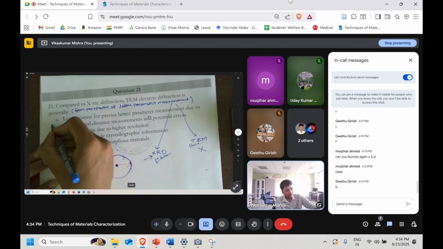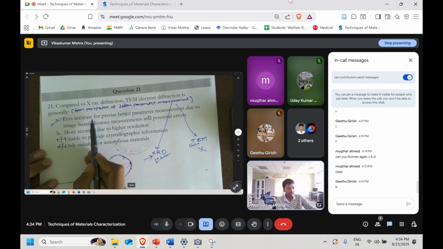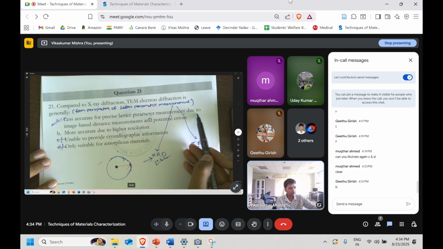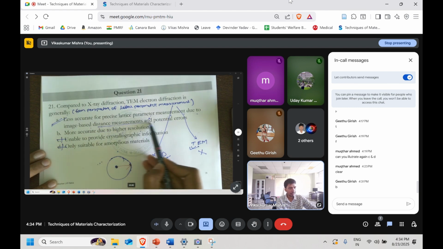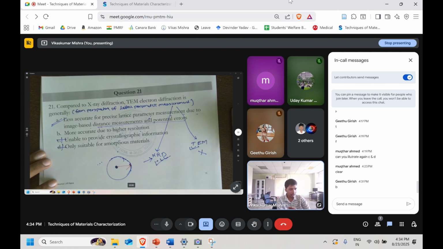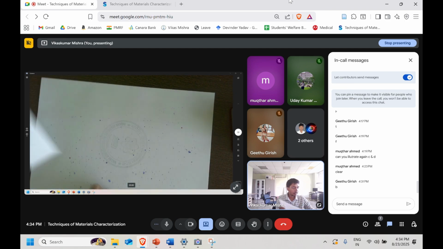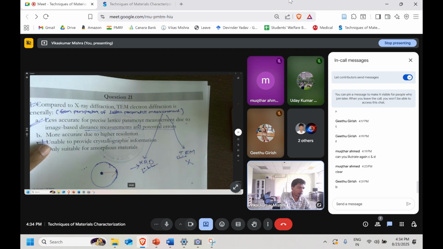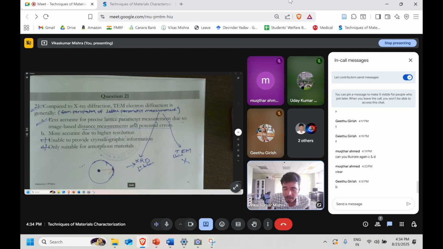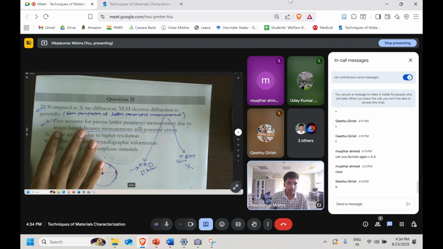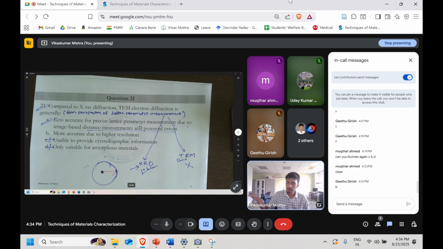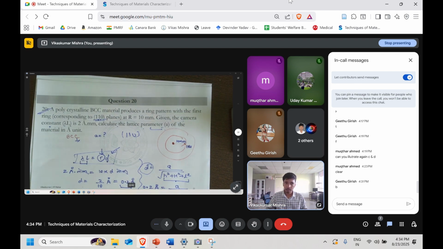So the right answer here is option A, less accurate for the precise lattice parameter because of the image-based distance measurement and the potential error. This is how we have solved question number 21, and with that our questions are over. Now I would like to ask if you have any doubt about whatever was discussed in the class, or any difficulty you are facing, let me know.